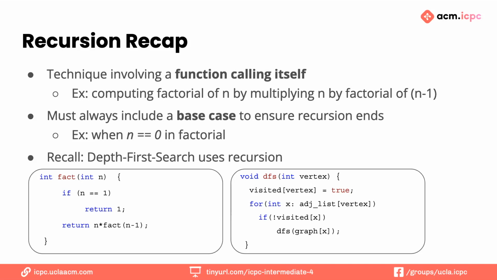So for example, if we want to calculate the factorial of n, we can do this by calculating the factorial of n minus 1 by calling the factorial function on n minus 1 and then multiplying by n. And since this goes recursively downwards, we need to have a base case to tell it when to stop so that it can go back up. Otherwise, it would just keep going down forever, and that wouldn't be good.